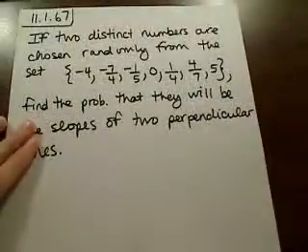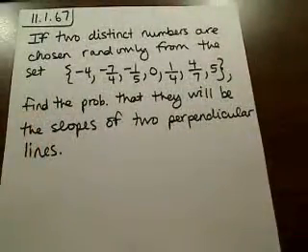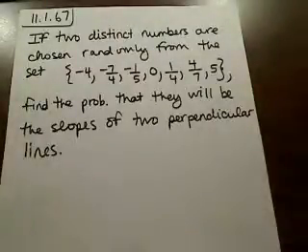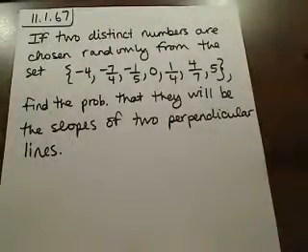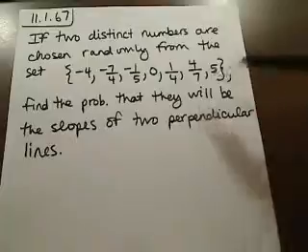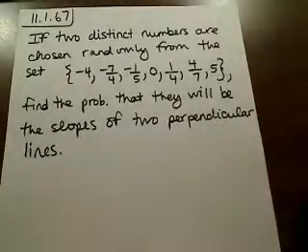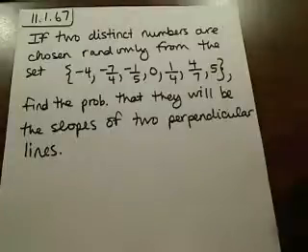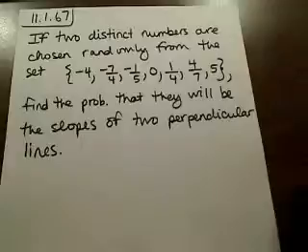All right, so this is problem 11.1.67, and the problem is stating if two distinct numbers are chosen randomly from this set right here, we want to find the probability that they will be the slopes of two perpendicular lines. So the first thing that we have to know is the slopes of perpendicular lines are opposite reciprocals.